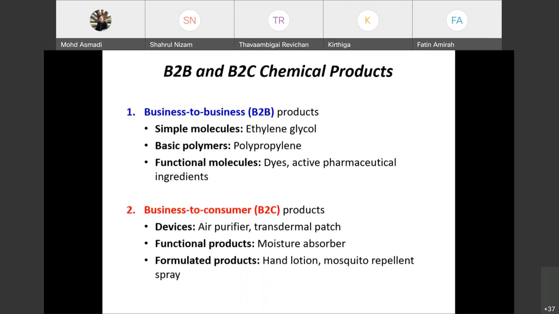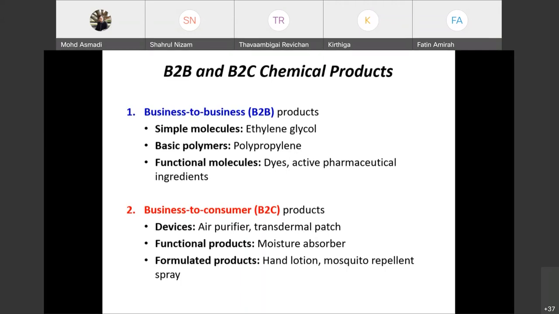And then for B2C products, generally we go more directly to the consumers, like devices, right? Air purifier, transdermal patch, what else? Hand sanitizer, that's a B2C product. Functional products like moisture absorber, formulated products, hand lotion, mosquito repellent. I think it's next to you also. If you look around you, you can see products like devices, functional products, and formulated products. You usually use these in your daily life, right? Okay, I think that is clear.